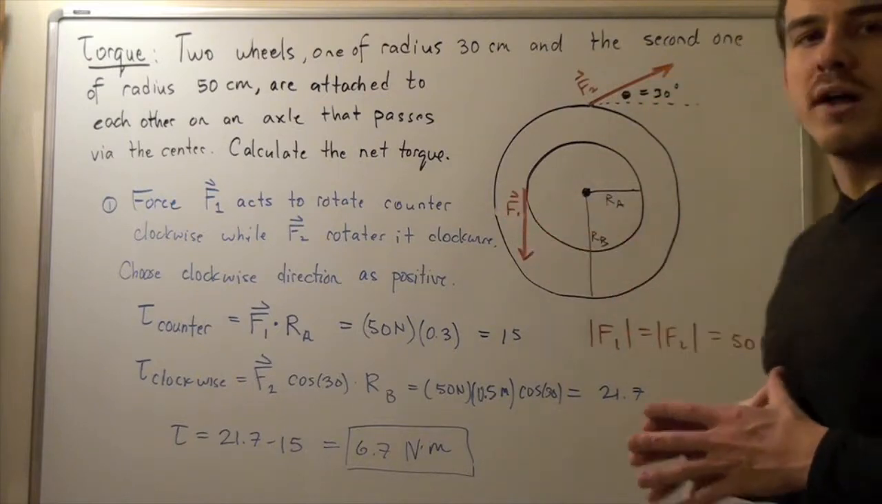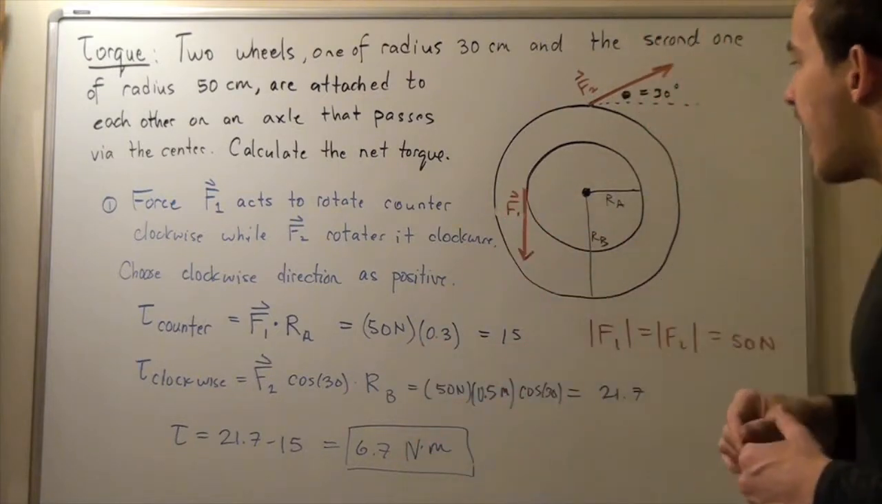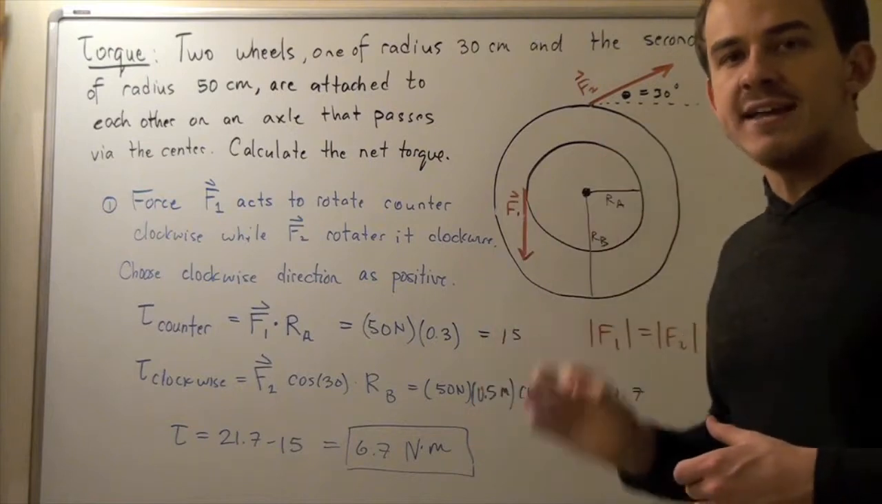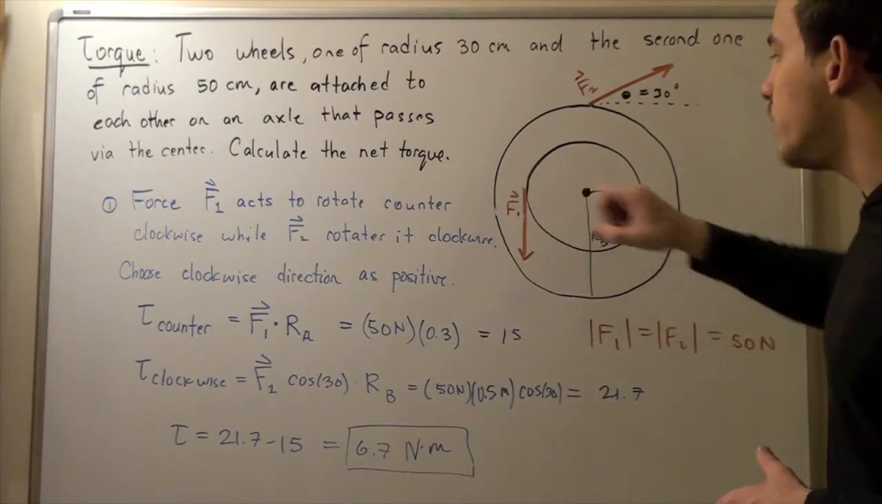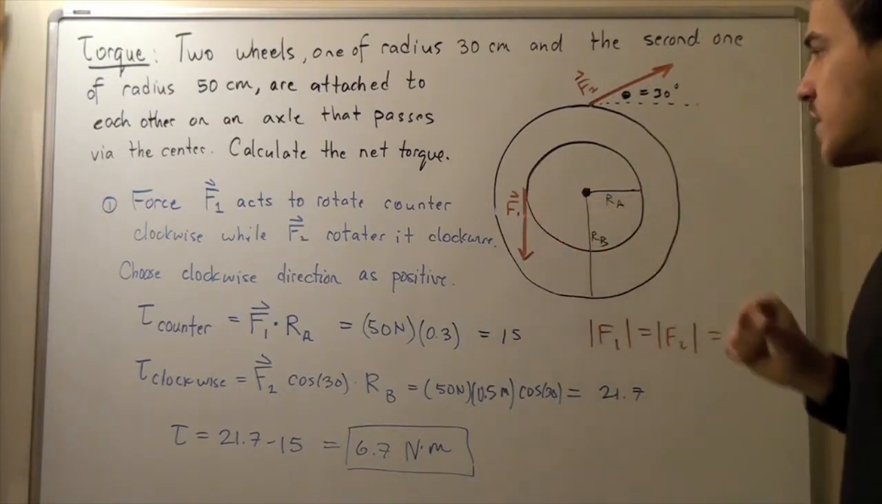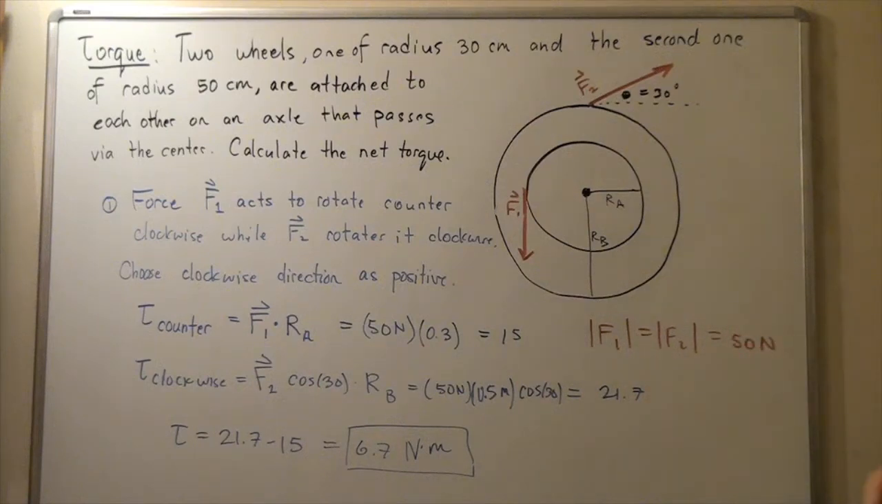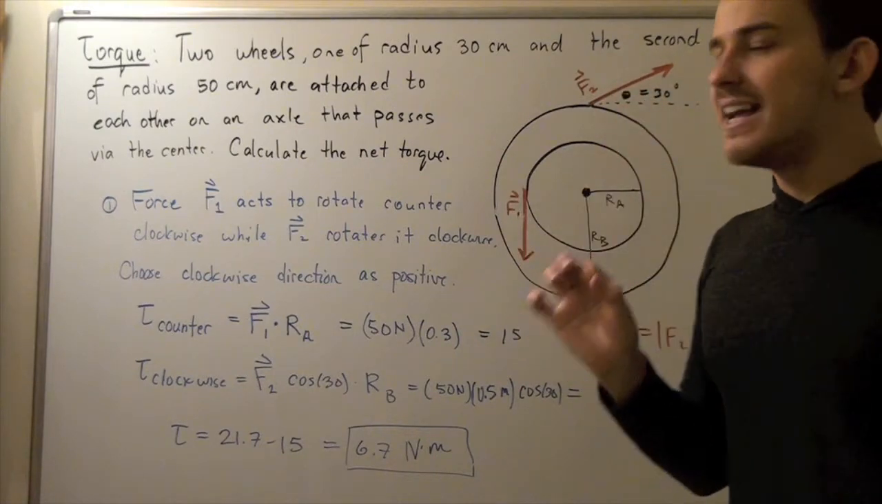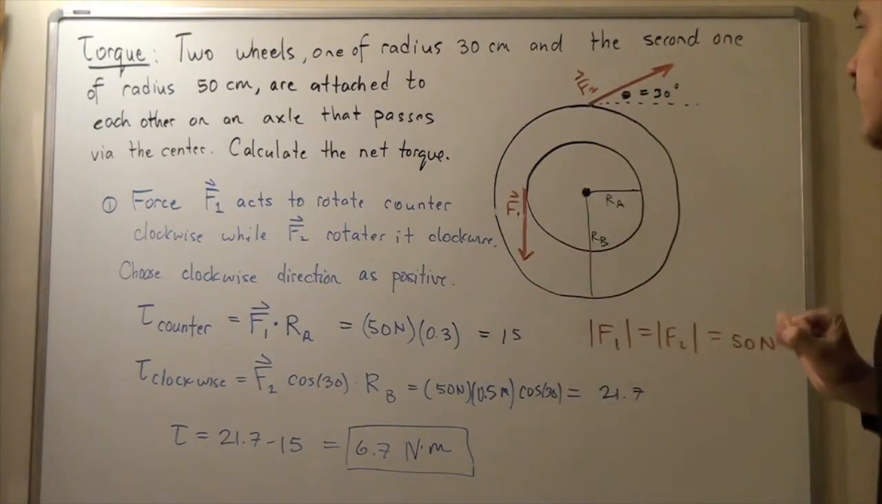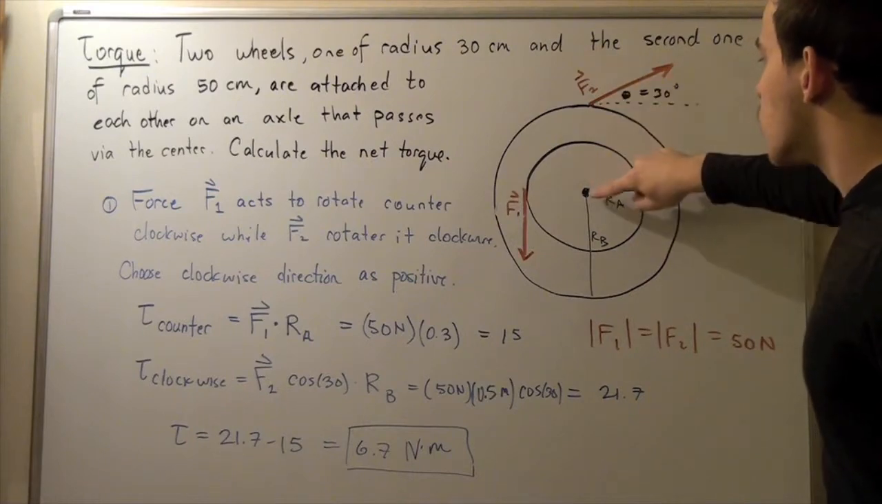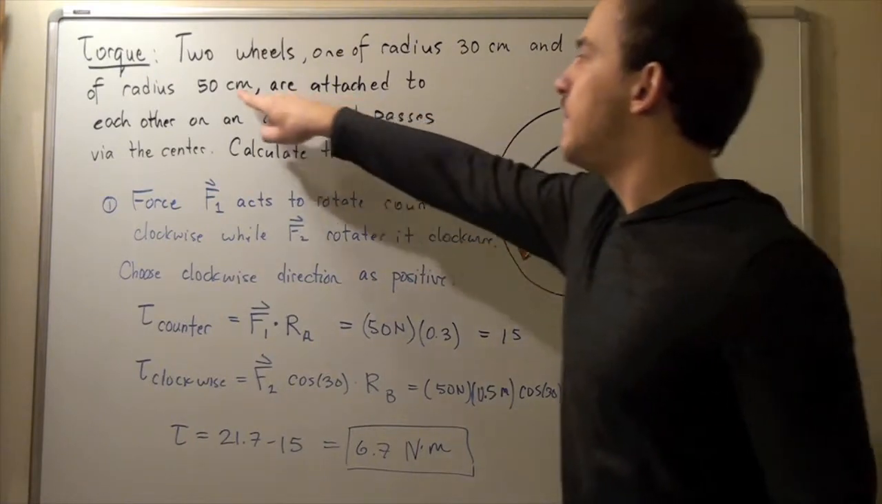Force number one is acting on wheel A, and it's acting at a 90-degree angle to the lever arm of wheel A. The magnitude of this force is 50 newtons. Now, this force has a magnitude of 50 newtons as well, but this force is acting at a 120-degree angle to our lever arm, lever arm RB, which is 50 centimeters.